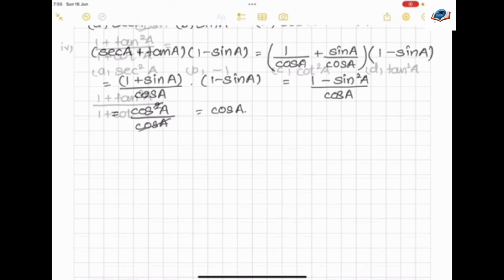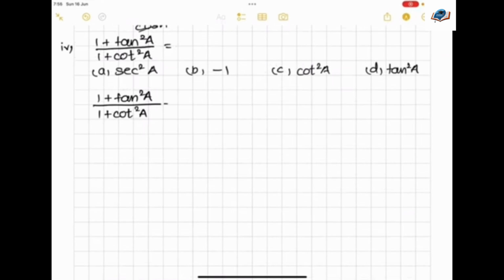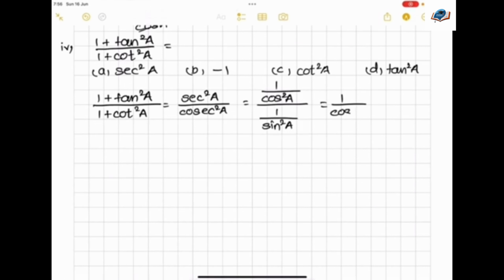Fourth one says 1 plus tan square a upon 1 plus cot square a. So 1 plus tan square a is sec square a and 1 plus cot square a is cosec square a. Now I can write 1 upon cos square a whole upon 1 upon sin square a. If I reverse, I will get 1 upon cos square a into sin square a upon 1. So that is sin square a upon cos square a, that is tan square a.